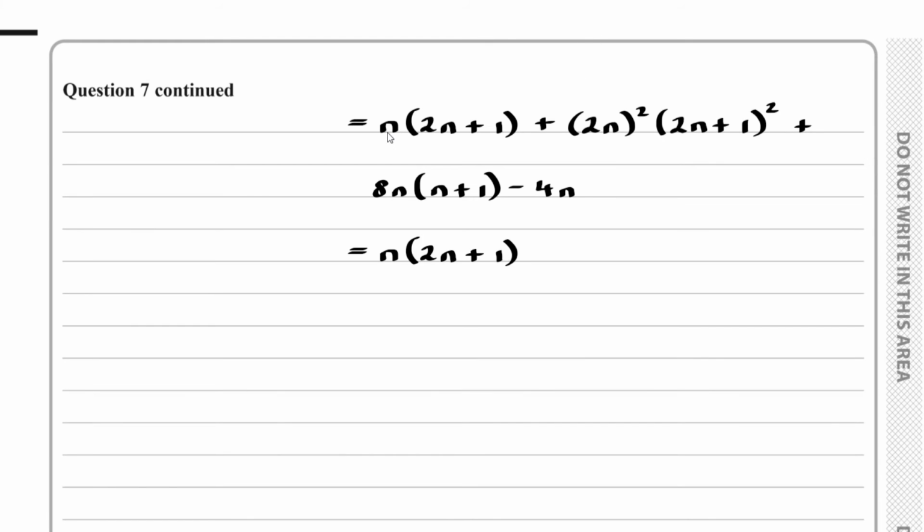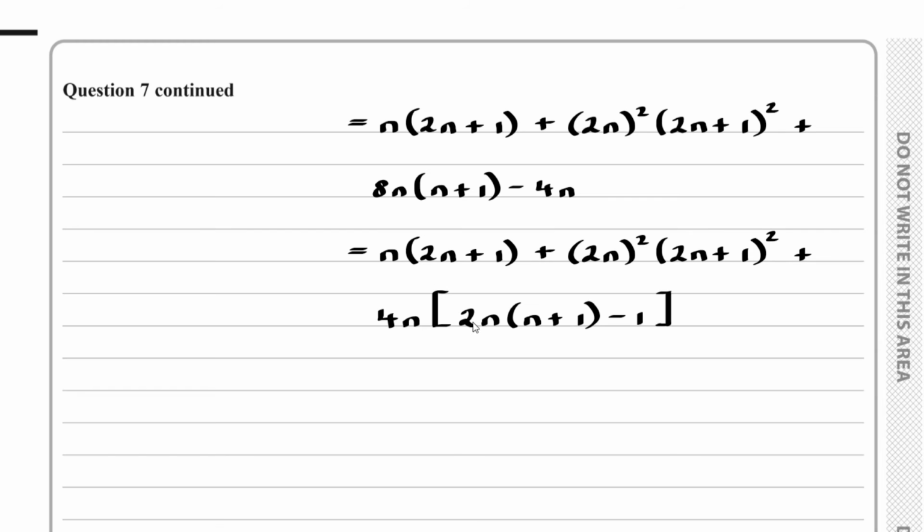So I've got the n multiplied by the 2n plus the 1. And then here I've got the 2n squared multiplied by the 2n plus 1 squared. And then what I will do is I will factorize out from these two terms a 4n, and inside the bracket what I will be left with is 2n times n plus 1 subtract 1. Of course 4n times by 2n times by n plus 1 gives the 8n times by the n plus 1, and then I've got the 4n times by the negative 1, which gives negative 4n.